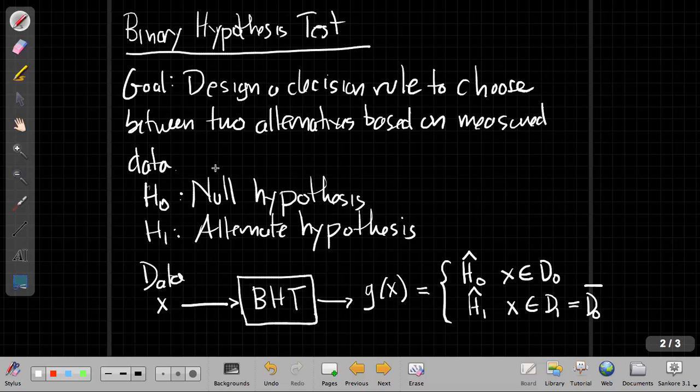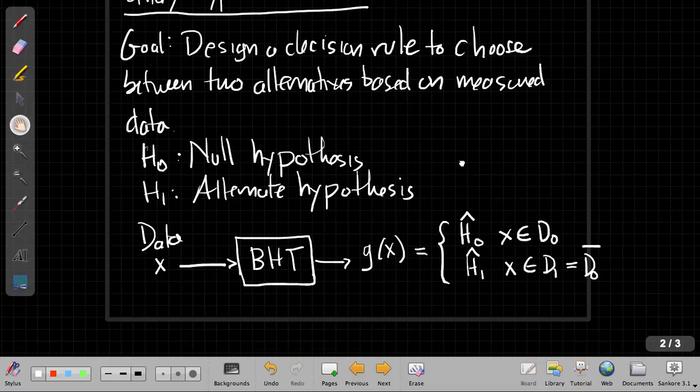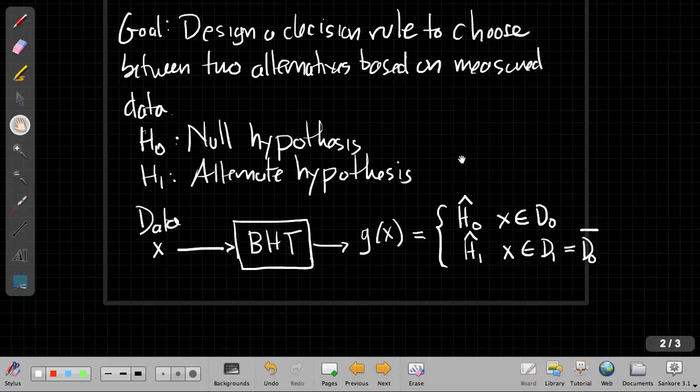But to do that well, I can't just do that. I need some more information. If I'm going to make that guess, I need to know something about how the data depends on the true hypothesis. Is it H0 or H1? So every binary hypothesis test, when you design it, at a minimum has to know what's often called the signal model.